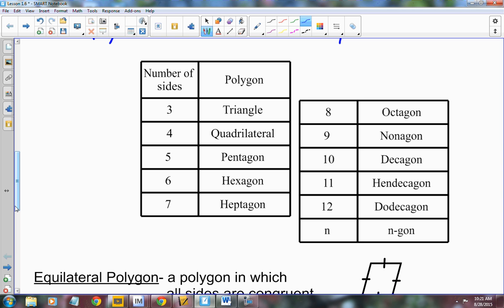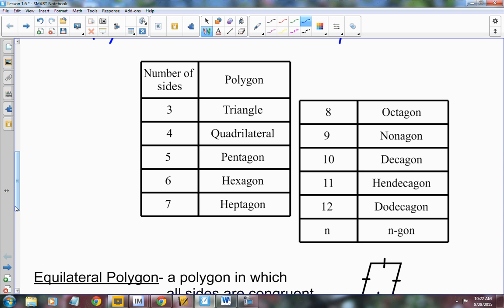Now, people tend to confuse these two, okay? And what I do to remember is 6 has an X in it, as does hexagon. So they both have an X in it, so they go together. I also think of a hex, like 666, which is kind of weird, but for whatever reason I think that, okay? So 6 is a hexagon, and 7 is a heptagon.